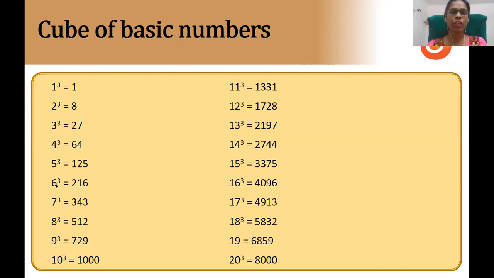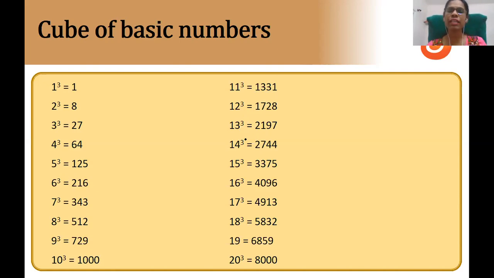Cube of number 6 is 216. Cube of number 7 is 343. Cube of number 8 is 512. Cube of number 9 is 729. And cube of number 10 is 1000. In a similar manner, we can find out the cube of number 11, which is 1331. Cube of 12 gives us 1728.